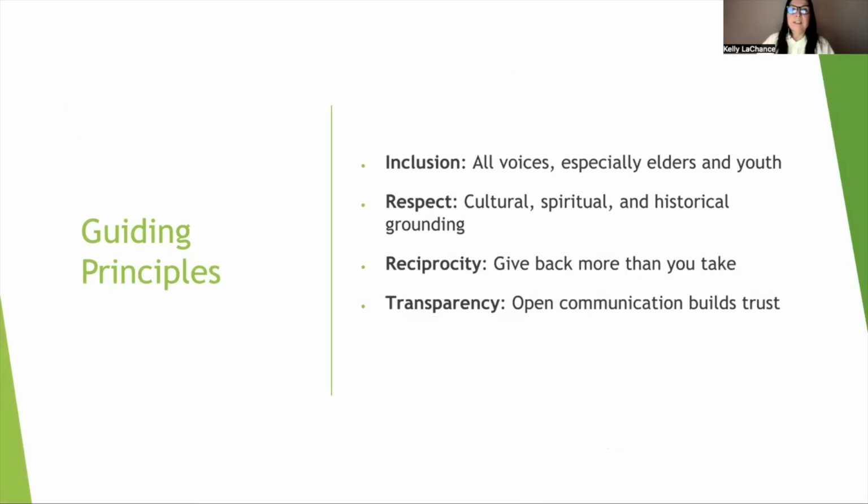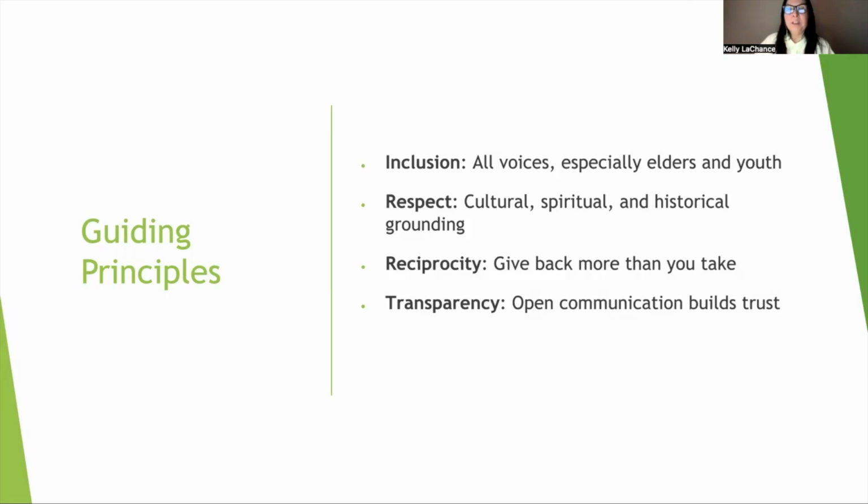So let's look at some guiding principles of community-based planning. Well, of course, it's inclusion. And so all voices, especially elders and youth, are included in that. It also includes respect because you're looking at including the community. So the respect factor is there, which gets you a wider frame of including cultural, spiritual, and historical grounding.